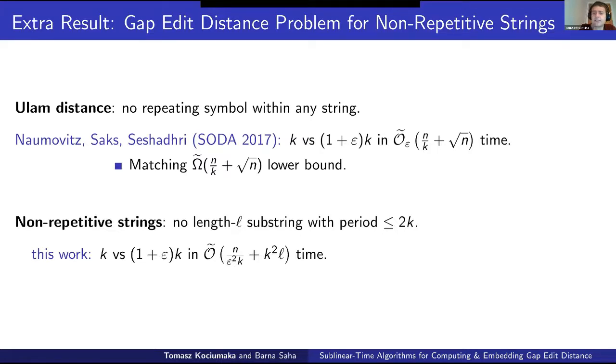The running time is roughly n over k plus square root of n, and this running time is known to be tight, ignoring polylogarithmic factors and the dependency on epsilon as it decreases towards 0. In our work, we work under a much weaker assumption that, for a parameter L specified by the user, there is no length L substring with period 2k or less. And here we can still distinguish between distance k and 1 plus epsilon times k, and the running time is n over epsilon squared k plus k squared L. And as you can see, when k and L are both small, the first term dominates, and our running time matches the lower bound for the more restrictive Ulam distance regime.